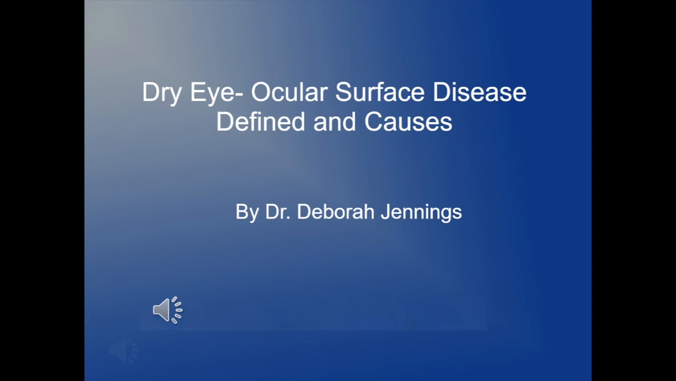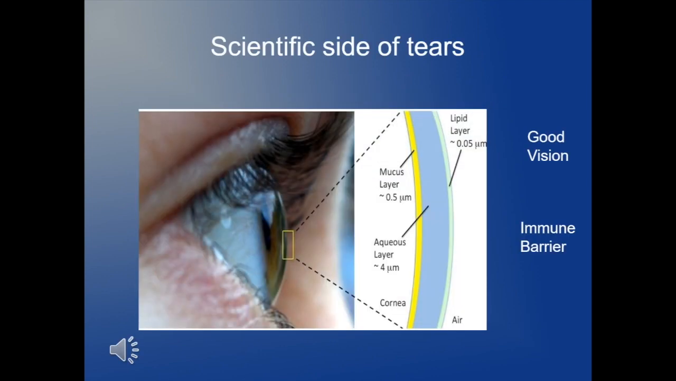The scientific side of tears is very complex. I'm going to try and keep it simple and easy for you. Tears have a purpose. They are necessary for good vision and provide an immune barrier. When we blink, a tear film spreads across the eye, making the surface smooth and clear for optimal vision.